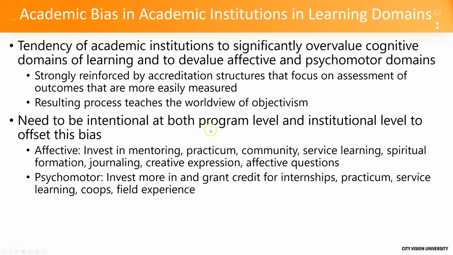Now, you have to be intentional at both the program level and institutional level to offset this bias. For the affective, you can invest in mentoring, and this would be academic. This is part of what we try to do with City Vision: practicum, community, service learning, spiritual formation, journaling, creative expression, affective questions. And for psychomotor, granting credit for internships, practicum, service learning, co-ops, field experience. A lot of our students find it really challenging that we force them to work with organizations in most of our courses. Well, the reason is we don't want you to just have cognitive learning. We want you to actually learn, more hands-on and engaging with things.